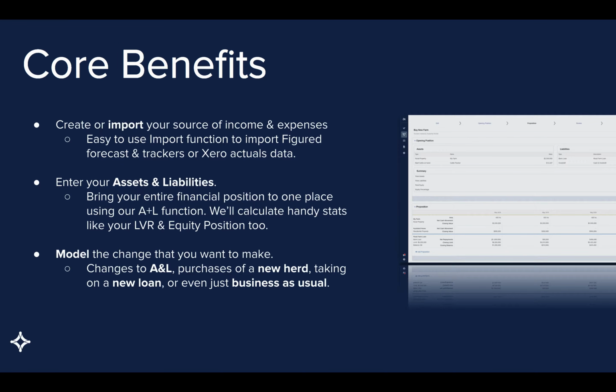You can easily create your starting position using the existing financial data you have within Figured and Xero. This is really powerful as it not only reduces the time needed to complete the scenario, but greatly improves the accuracy of the future plans as they are built around your past accounts. Enter your assets and liabilities to create a complete picture of your business position. So we also calculate some bank statistics such as your equity position and loan to value ratio. Now these are really handy when talking to your bank about future lending or about new interest rates.